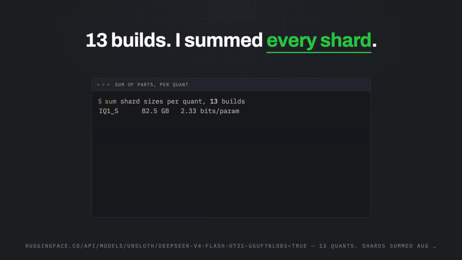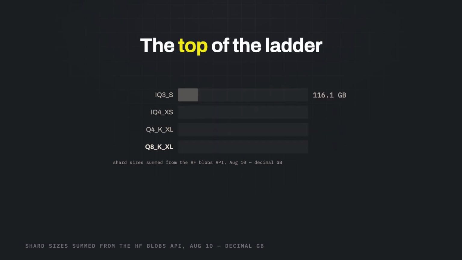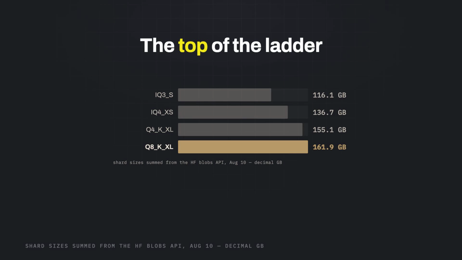So I pulled the blob listing for the top community build and added the shards up, quant by quant. 13 builds, 3 to 5 shards each. Here's what came back. The smallest build on the ladder is 82.5 gigabytes. The next 3 land at 86.9, 90.9, and 96.8. Nothing on this model is small. The floor is a 96 gigabyte machine, and that's the floor. Climbing, 116.1, then 136.7, then 155.1, and the top build lands at 161.9 gigabytes.